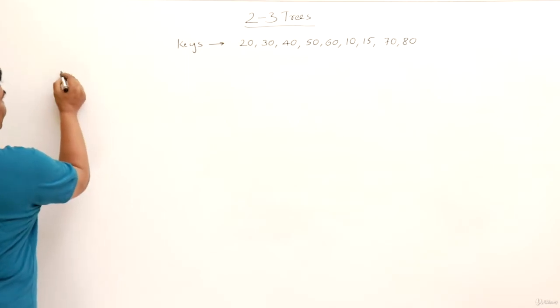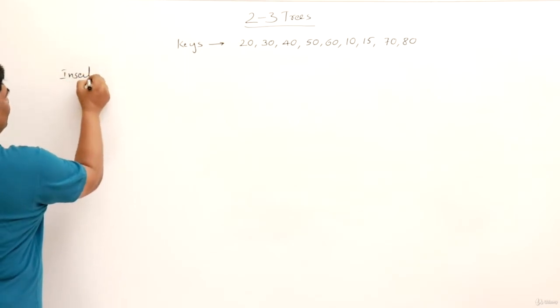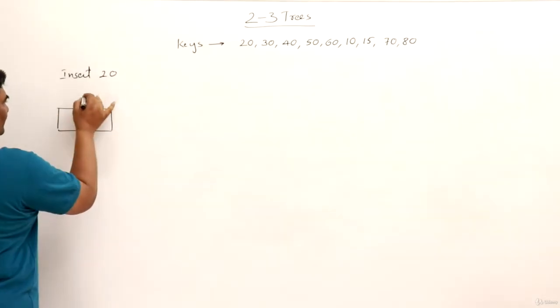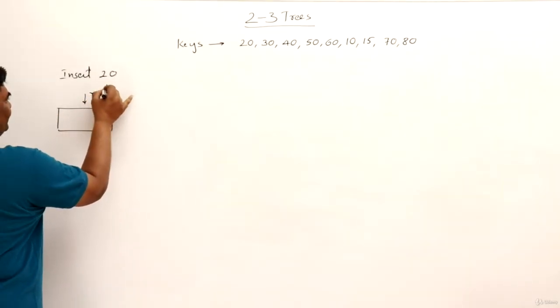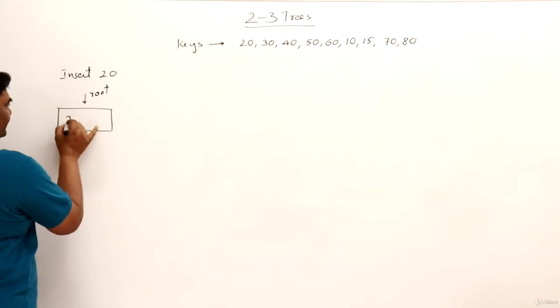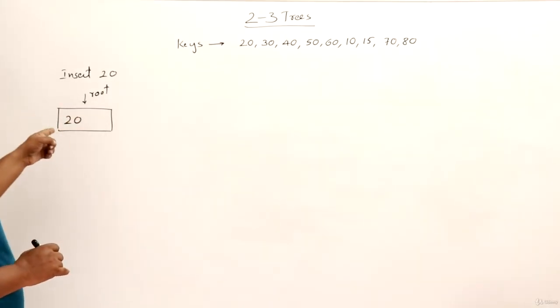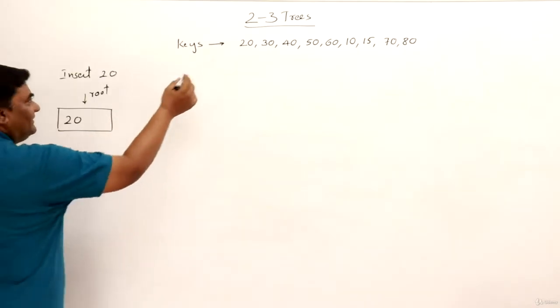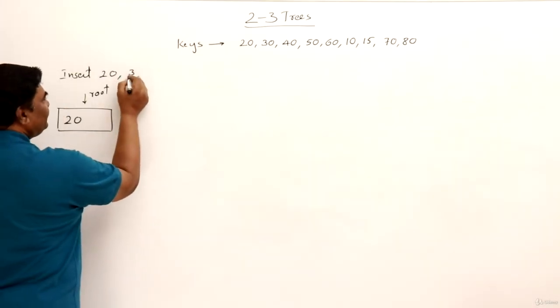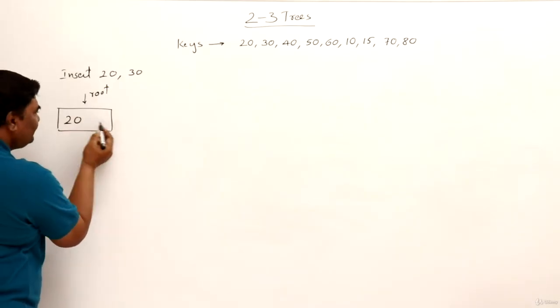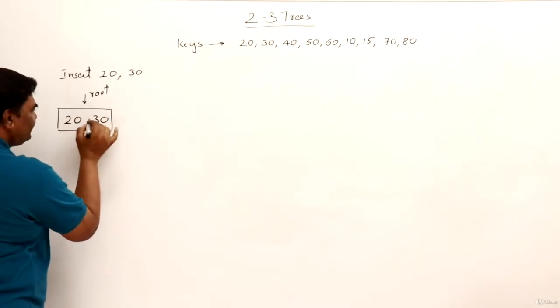So first of all, I will insert 20. For that, create a node. This is the root node. Right now this is the only node. So we have root node 20. Create a first node and insert 20. Then next, here only I will insert 30. Just watch this one. So 30 comes here only. It comes after 20. So 30 is also inserted.